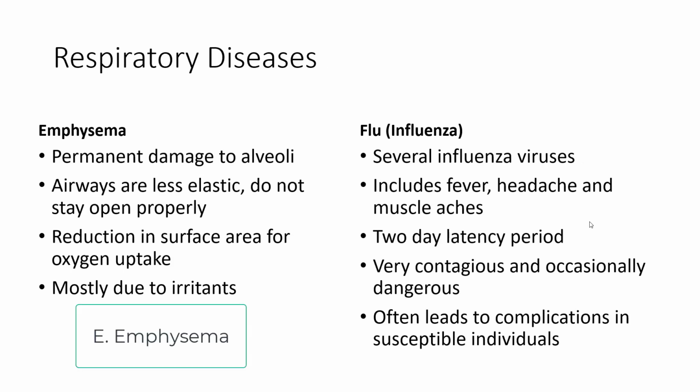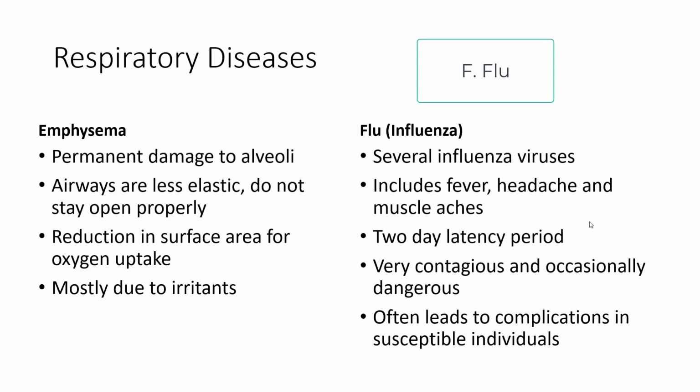Emphysema is permanent damage to the alveoli, making them less elastic and making the bronchi less elastic so they don't stay open properly. You saw the effects on vital capacity in a previous lecture. It causes a reduction in surface area for oxygen uptake, and thus oxygen will not be taken up as easily, which can mean the individual will have to breathe more. And this is most commonly due to irritants.